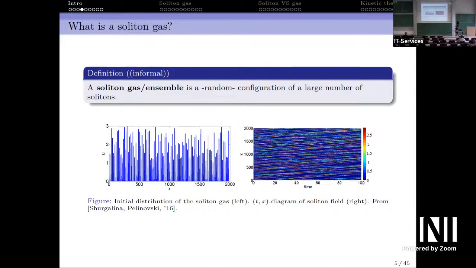This is a numerical simulation that was done by Shurgalin and Pelinovsky. On the left, you can see the initial configuration. It's a lot of solitons that are sort of packed together. And then this is the time evolution. So this is all numerical. And you can sort of guess that there are a lot of lines interacting with each other, most likely pairwise. So it seems like the probability that three or more solitons collide is practically zero. So they're still interacting pairwise somehow. And so how do we describe this rigorously, and how do we define a soliton gas in a rigorous way?